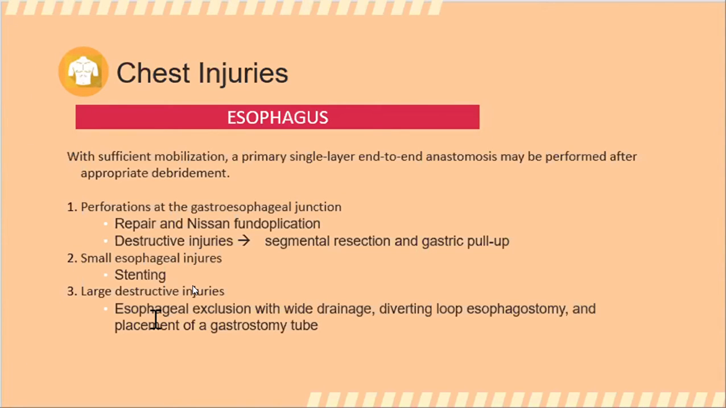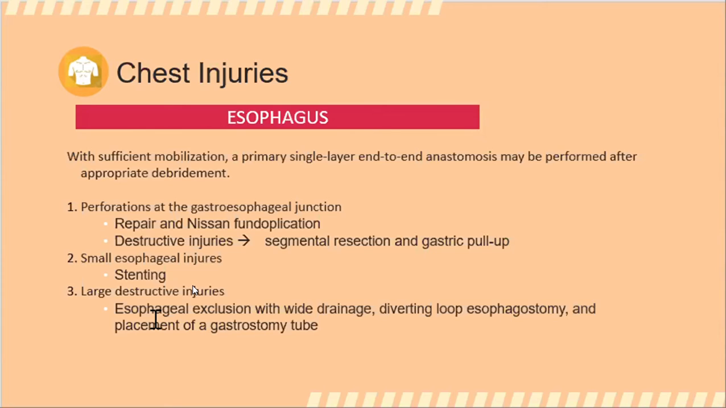Next, we have your digestive tract, your esophagus. For your esophagus, if there are only minor injuries, only lacerations, or it is not completely transected, a primary single layer end-to-end anastomosis can be done after debridement. So wherever the injury is, you just resect it, then connect it end-to-end with a single layer anastomosis repair.